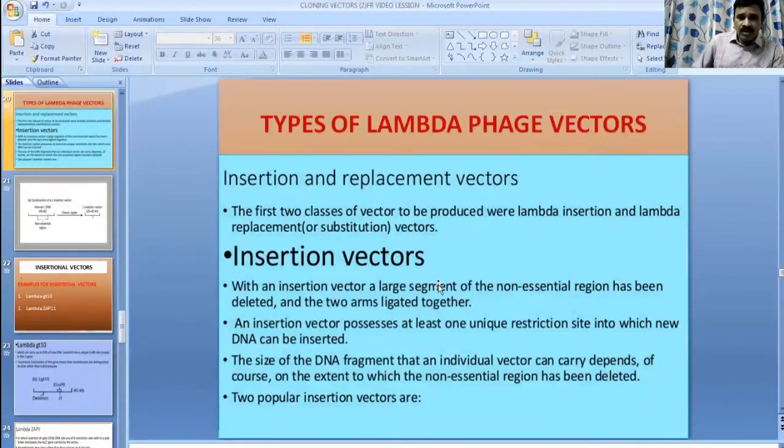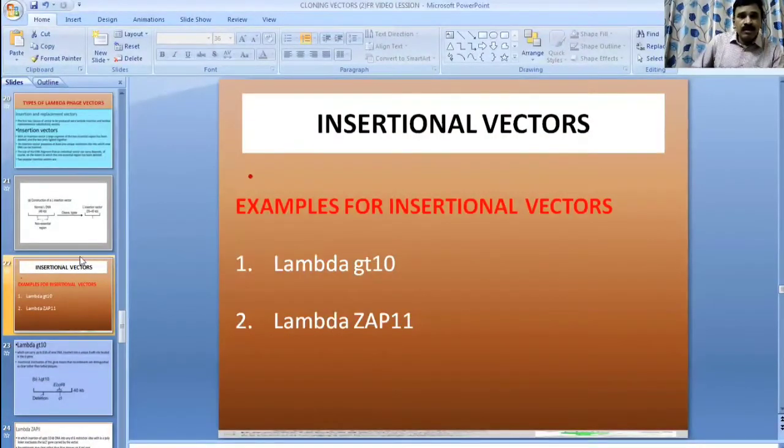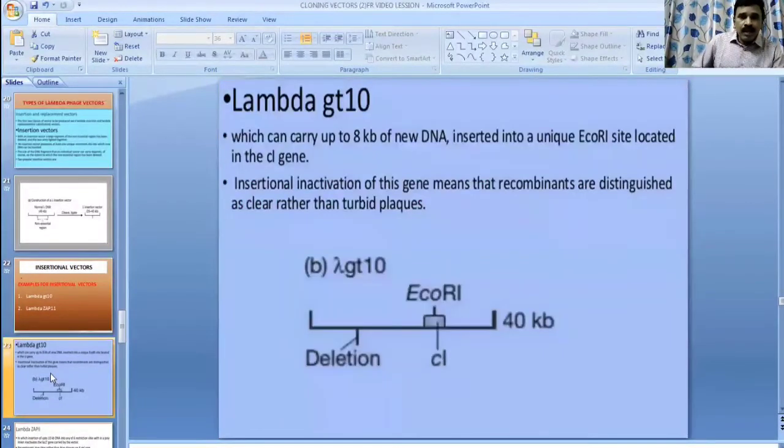In the insertional vectors of lambda phage vectors, a part of DNA which is non-essential is present. So in that place we can include the gene of interest. For example, you can see here, this is the non-essential region of insertional vectors. Examples for insertional vectors are lambda GT10 and lambda GAP11. And of course, these are the descriptions.